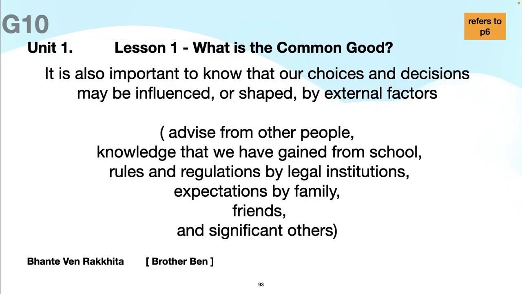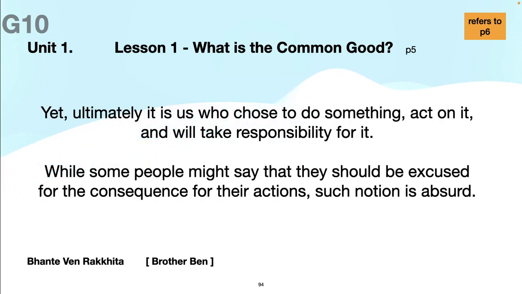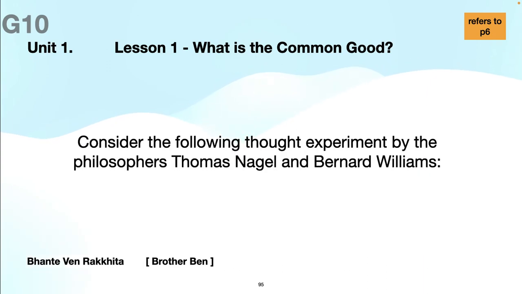It is also important to know that our choices and decisions may be influenced or shaped by external factors: advice from other people, knowledge that we have gained from school, rules and regulations by legal institutions, expectations by family, friends, and significant others. Yet, ultimately, it is us who choose to do something, act on it, and take responsibility for it. While some people might say that they should be excused for the consequences of their actions, such a notion is absurd. Consider the following thought experiment by the philosophers Thomas Nagel and Bernard Williams.